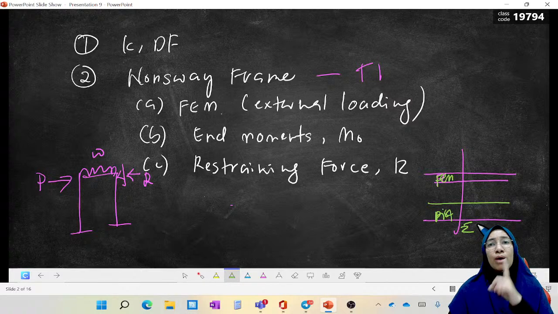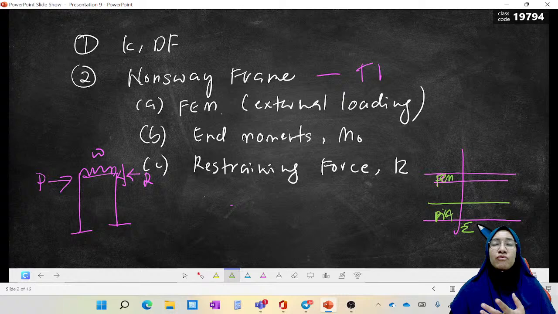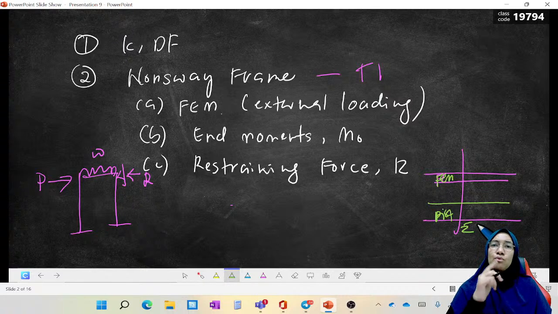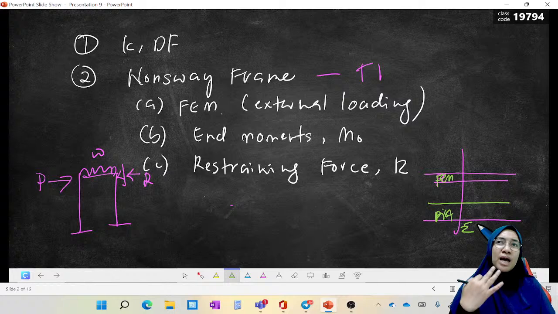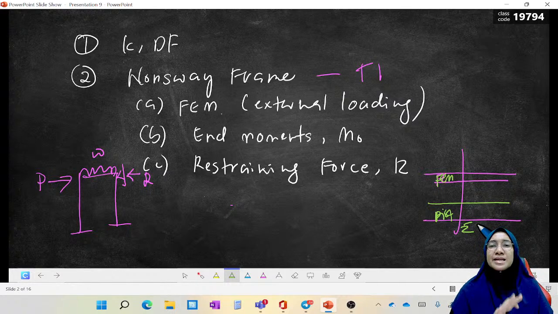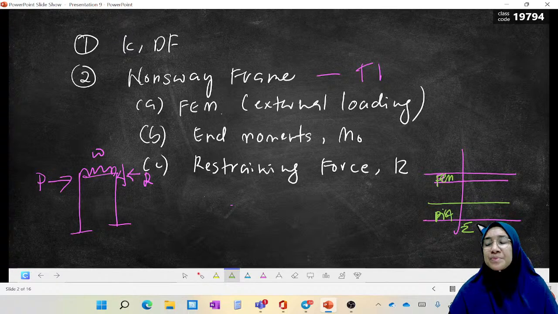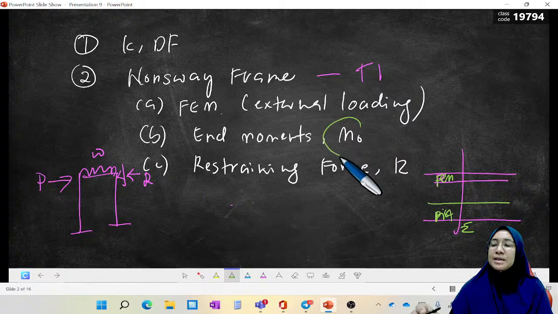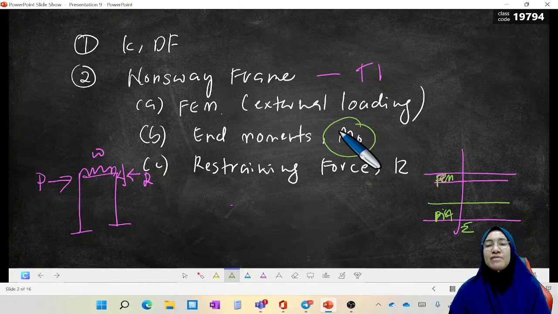So we have 6 member end moments. One member has 2 ends. That is why for frame ABCD, AB is 1 member, BC another member, CD another member. So there are 3 members, and 3 members means there are 6 member end moments. So we calculate the M values from the table.